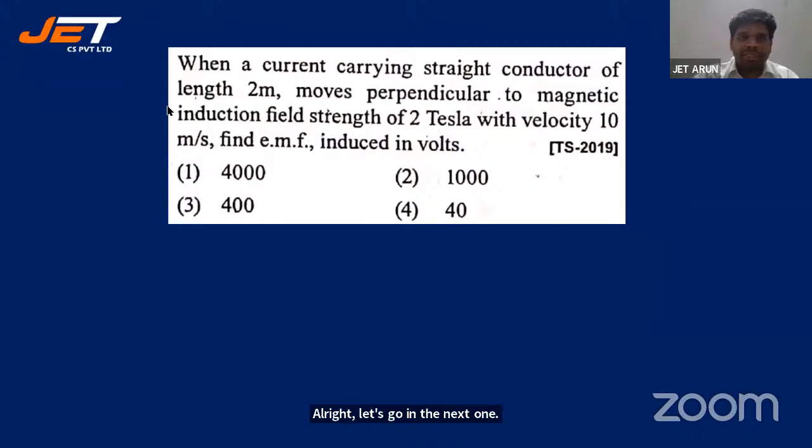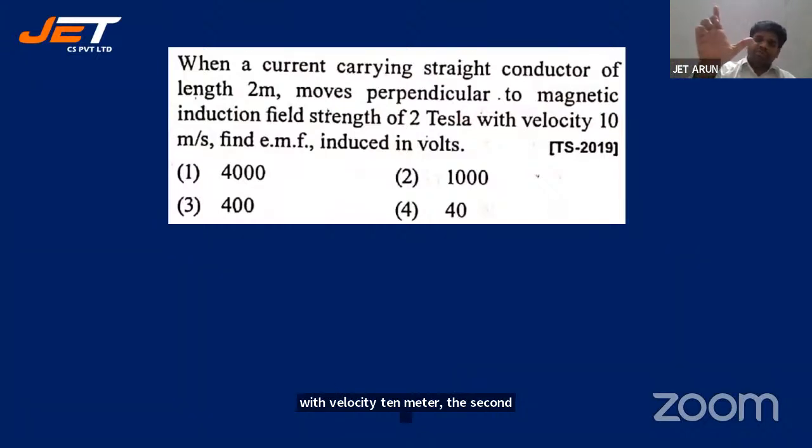When a current carrying straight conductor of length 2 meters moves perpendicular to the magnetic induction field of strength 2 Tesla with velocity 10 meters per second, find EMF induced in volts. ఒక కండక్టర్ మ్యాగ్నెటిక్ ఫీల్డ్ లో మూవ్ అయితే మోషన్ ఈఎంఎఫ్ వస్తుంది కదా, ఆ ఈఎంఎఫ్ ఎంత అని అడుగుతున్నారు. ఆ ఫార్ములా మీకు అప్లై చేస్తే వచ్చేస్తుంది స్టూడెంట్స్.